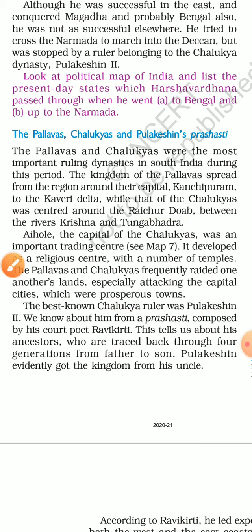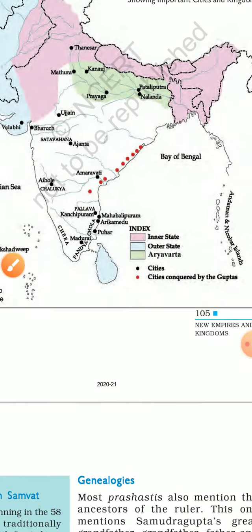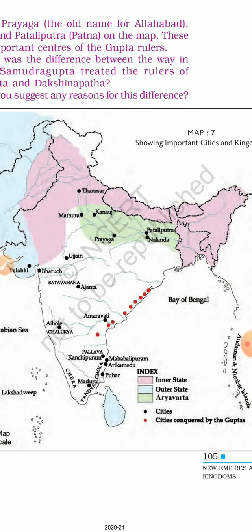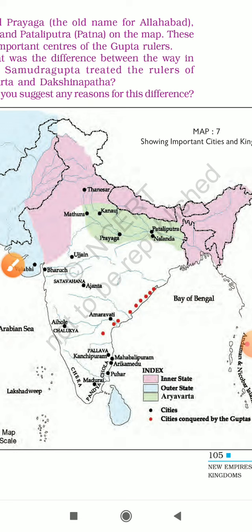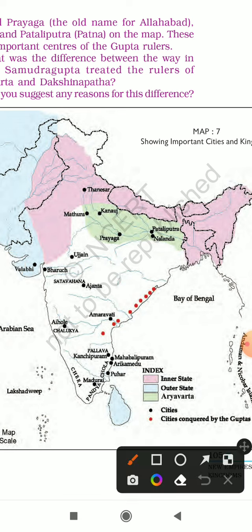So, if we look at the map, let us trace. This was where the Pallavas were, and somewhere here only, this is where the Chalukyas were, and this is where the Pallavas were. So then these two were constantly fighting with each other, and both of these became very important rulers of South India during this time.